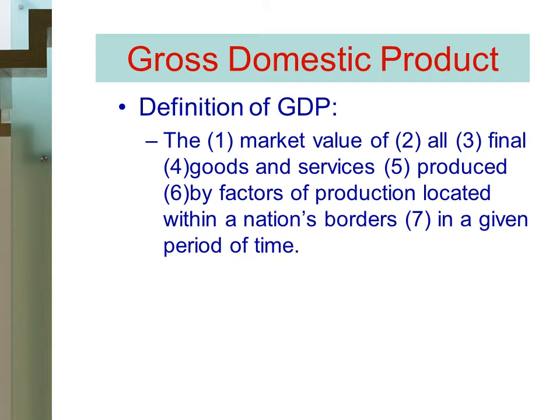And number 5 is important as well here: produced. GDP measures what was produced, not necessarily what was consumed in the year. As long as the production takes place within a given year, it's counted towards that year's GDP. And in a later section, when we go through this piece by piece, we'll discuss how we account for goods that might be produced in a certain year but not sold.